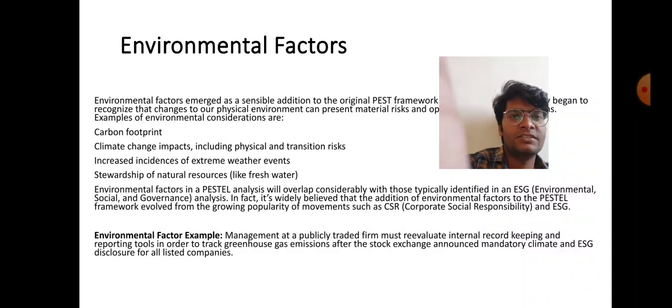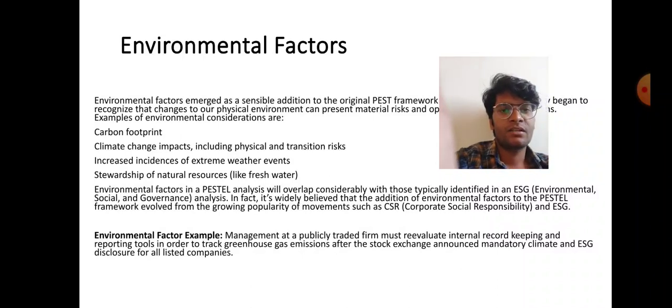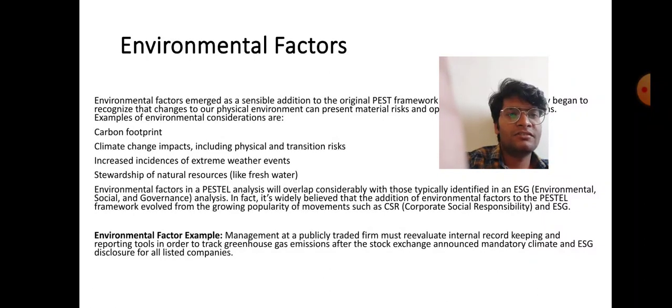Environmental factors in a PESTLE analysis will overlap considerably with those typically identified in an environmental, social, and governance analysis. In fact, it is widely believed that the addition of environmental factors to the PESTLE framework grew from the rising popularity of CSR, corporate social responsibility, and ESG. Environmental factor example: management at a publicly traded firm must regularly maintain internal record keeping and reporting to track and meet stock exchange announcements and mandatory climate and ESG disclosures for all companies.